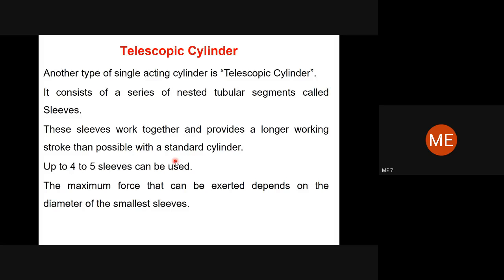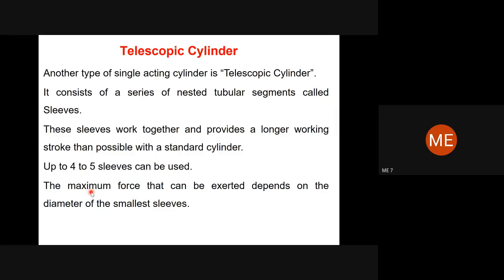A standard cylinder is nothing but one piece of cylinder with one diameter and one piston in it. But here I have various different cylinder combinations, that is, 4 sleeves can be used. The smallest sleeve is the one which is going to be used to get the maximum force.